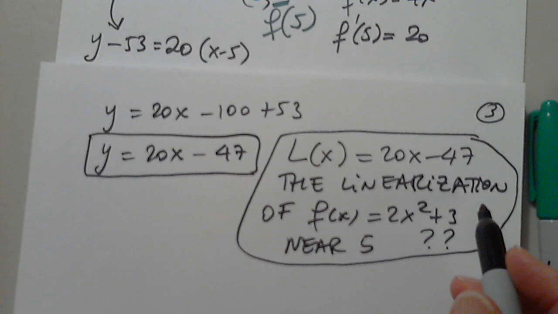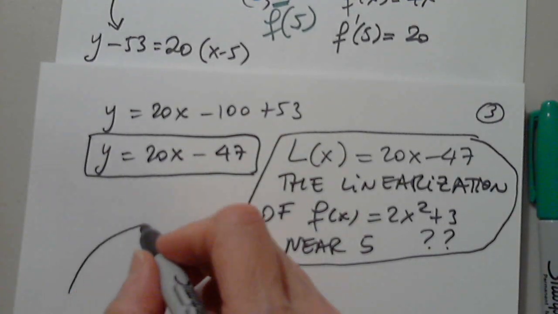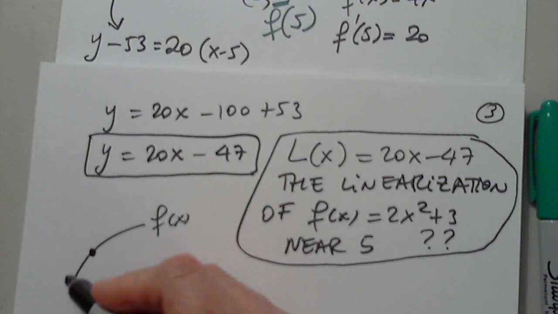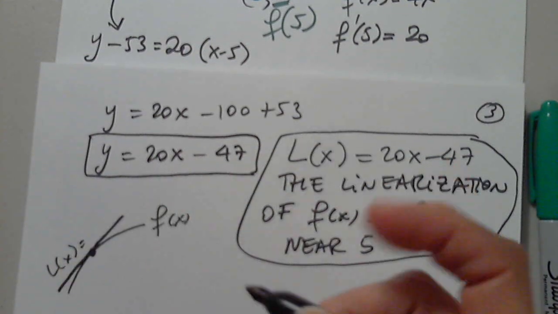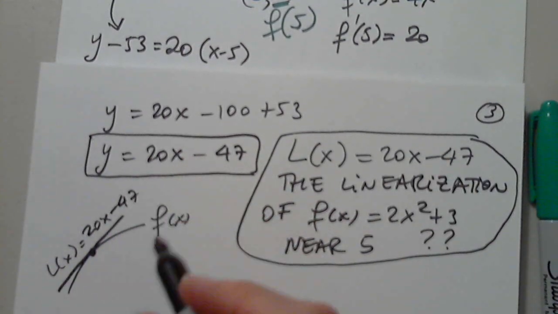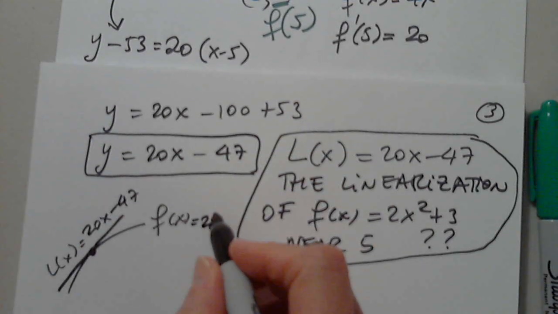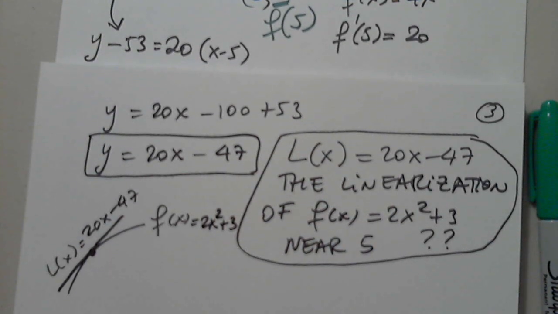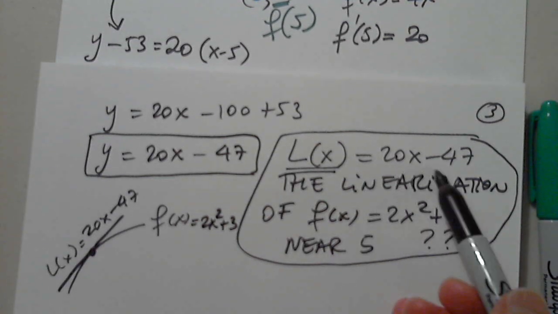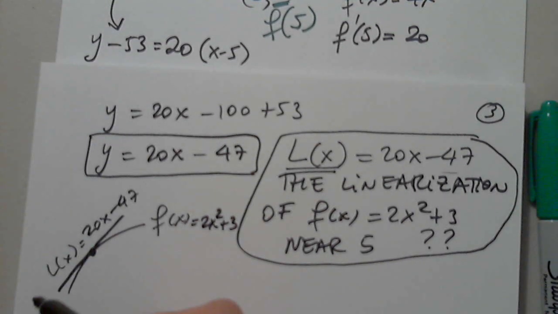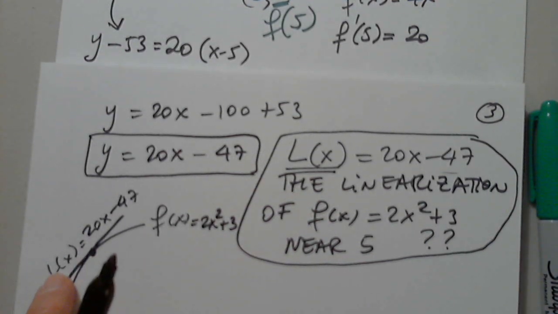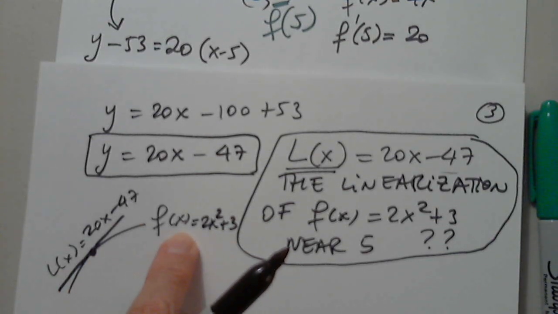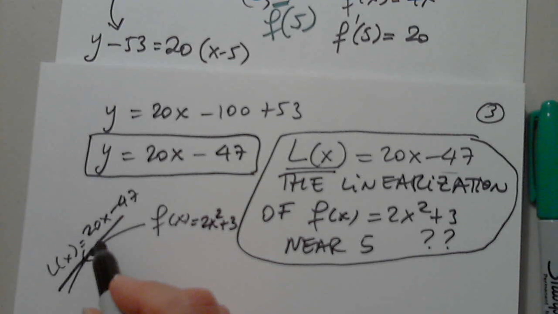So the linearization represents, so this is our function. This was the equation of the tangent or the linearization. L of x equals 20x minus 47, and f of x was, according to you, 2x squared plus 3. This function, which you see it's linear, of course, it's a line, it's the equation of the tangent line or the linearization. This function, the line, can approximate the actual function very close to left and right of 5.